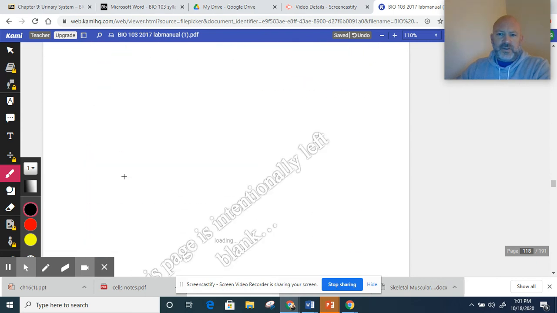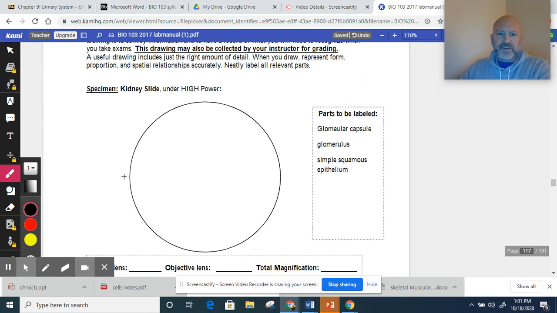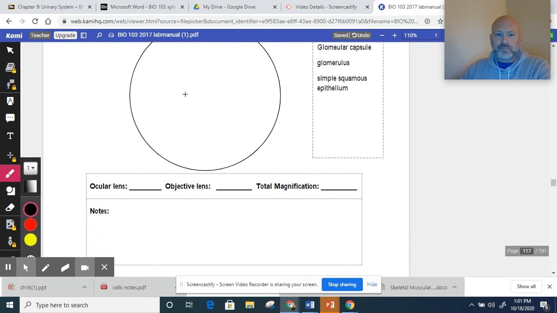All right, let's look at this microscopic observation. We're going to look at the slice of the kidney under high power. And I want you to estimate the diameter.